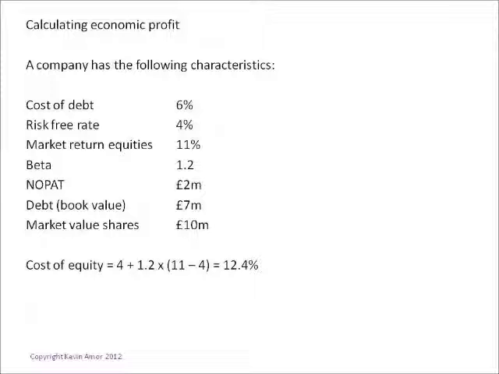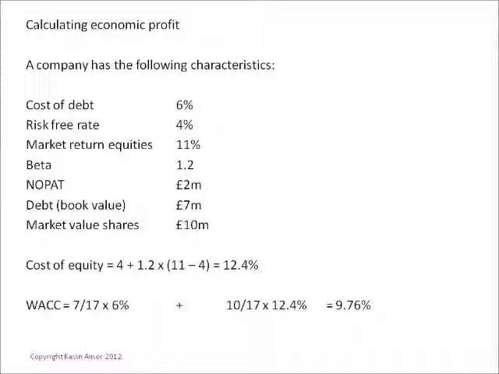Once we've got the cost of equity, we know what the cost of debt is in this particular problem, it's 6%. We're ignoring tax in this problem. So the weighted average cost of capital is just the weighted average. The total finance is 7 million debt plus 10 million equity, so 17 million.